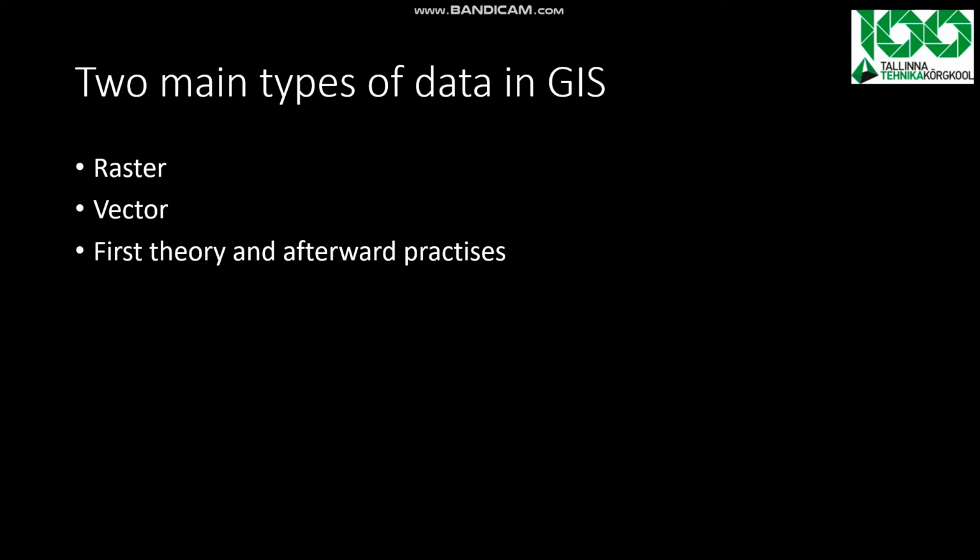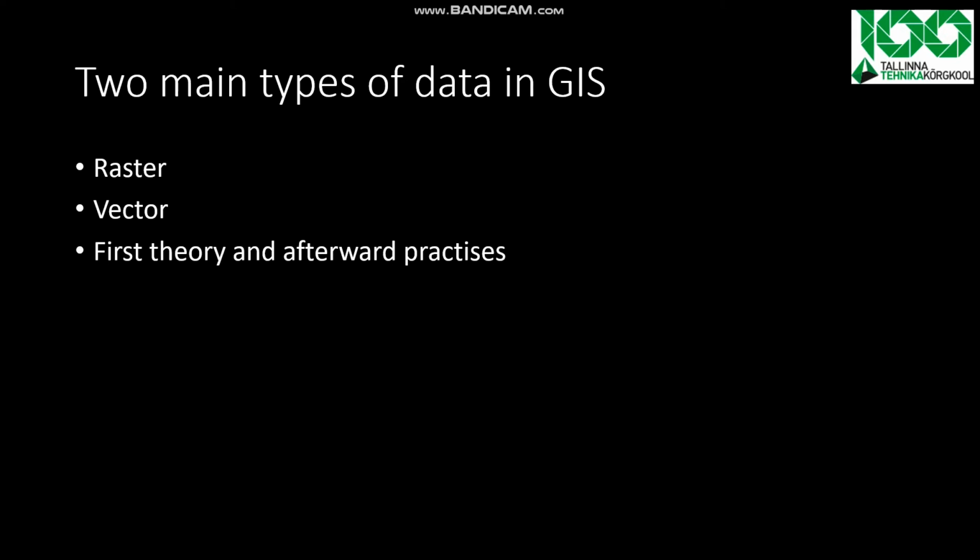So there are two main types of data in GIS, which of course means in QGIS it is the same. The first one is the raster, and the second one is the vector. I'm covering the theory first, and afterwards we will see how to practice it.